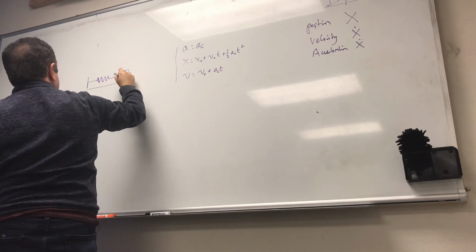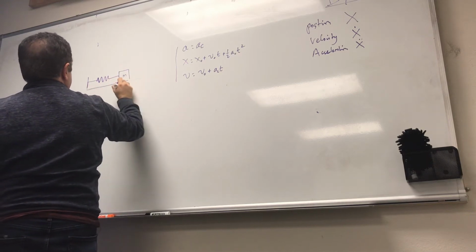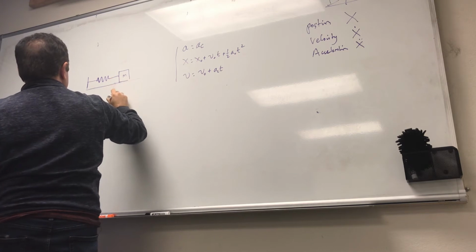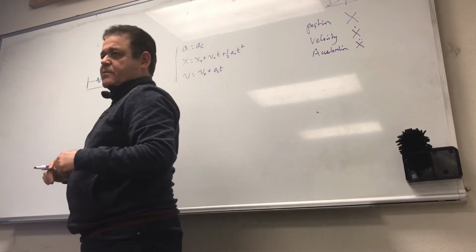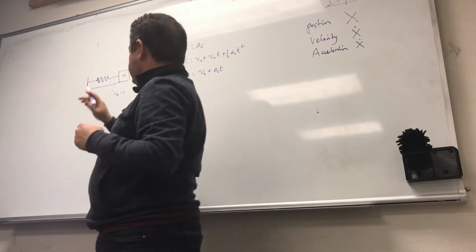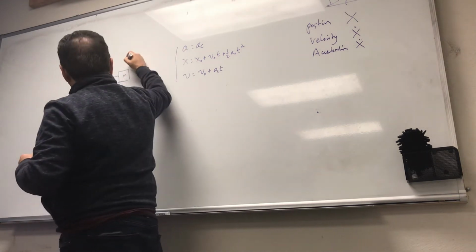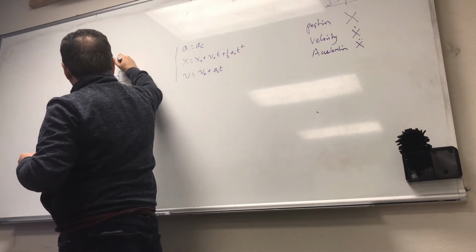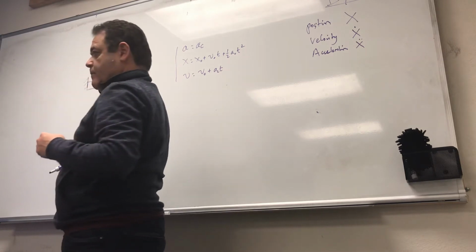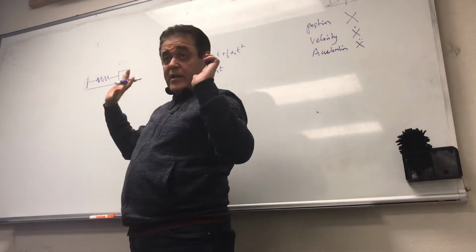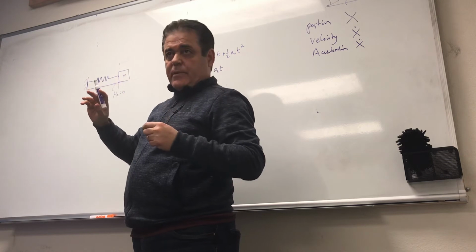And the mass is attached to it, right? And then let's assume that this is frictionless, right? So this position is an equilibrium position, right? Equilibrium position when the spring is unstretched, right?